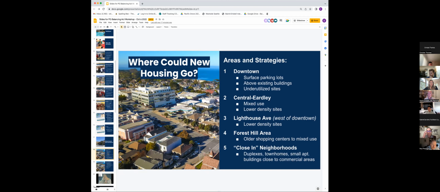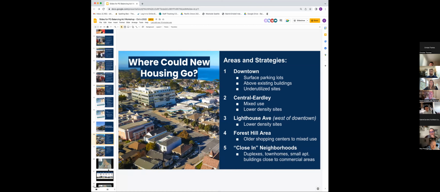So there's downtown, there's Central Erdley, there's Lighthouse Avenue west of downtown, where there's existing some higher density housing, and there are some lower density sites that could potentially be redeveloped. There's Forest Hill, which has, as you know, a number of older shopping centers, some, not all of them, but some of them potentially could be redeveloped into mixed use or housing. There's what we're calling close-in neighborhoods, which are walkable to downtown or commercial areas, where we could make some changes that could facilitate more duplexes, townhomes, small apartments. Not a huge number of units that could be created, but some, and in places where people could walk.